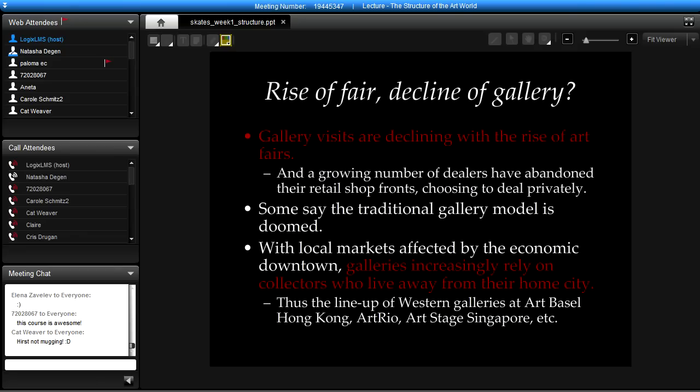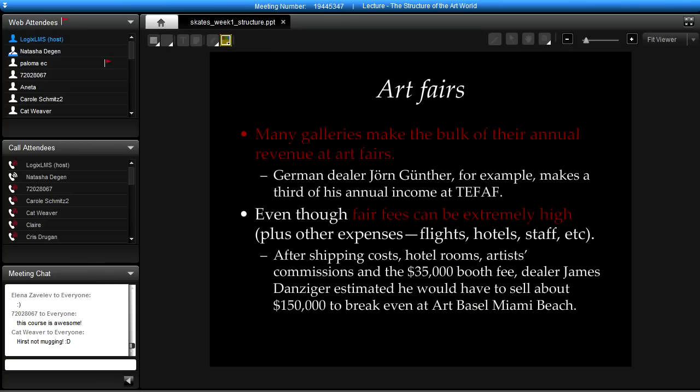It's been shown that as a result of that, some galleries have chosen to abandon the retail space entirely and to move their galleries into a virtual presence online, or basically to only participate in art fairs, and that is their way of connecting with collectors and their retail space in order to make contact with collectors.